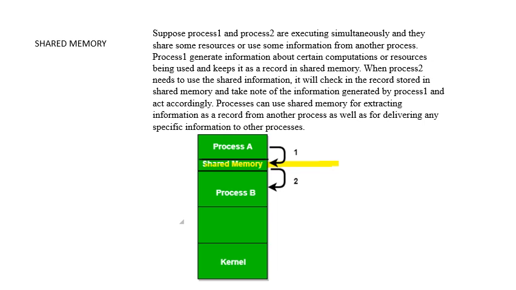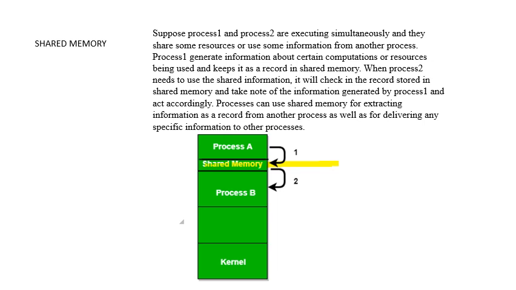One way of communication using shared memory can be imagined like this. We are going to imagine the situation now. Suppose there is process 1 and process 2. They are both executing simultaneously and they share some resources or use some information from another process. Now what happens? Process 1 generates information about certain computations or resources being used and keeps it as a record in the shared memory. Yes or no? And then what happens?